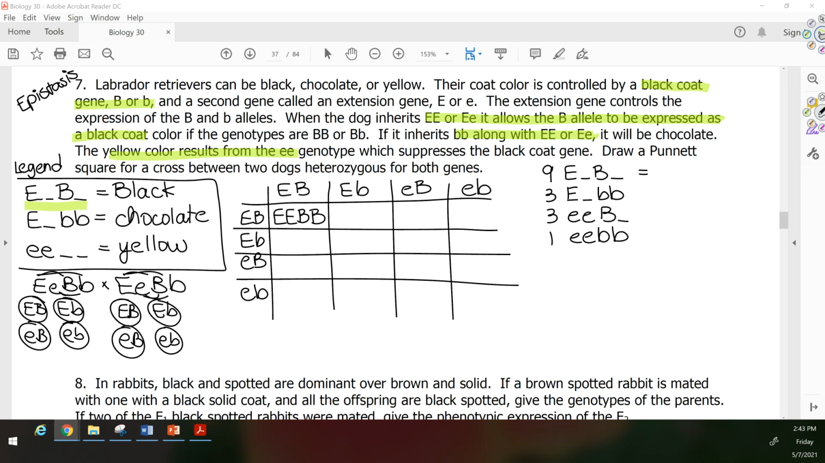So let's write the phenotypes of these. The first 9, those are going to be black because they have a big E and a big B. So there's 9 black. The next is going to be chocolate because we have a big E and 2 little b's. But these last 2, notice how they both have 2 little e's in the genotype. So we're going to put them together. There's 4 yellow because both of those have 2 little e's.